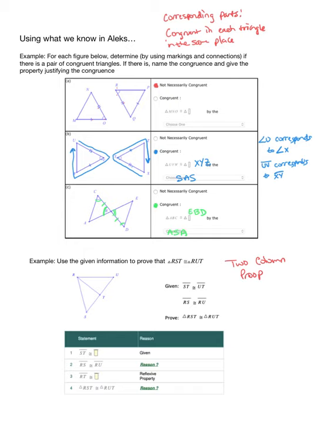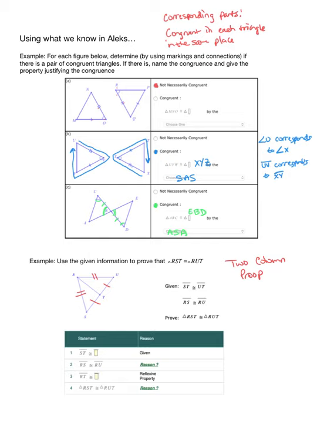So what you should do, draw the same figure on your paper. Just draw it. Make marks. We are given that ST is congruent to UT. So I'm going to put congruency lines there. We are given that RS is congruent to RU. RS is congruent to RU. You have to prove that RST is congruent to RUT.